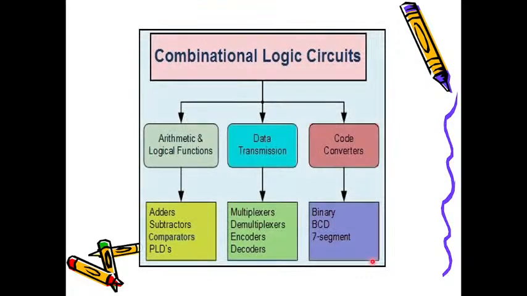As I've stated already, combinational logic circuits could broadly be classified under three categories. Any circuits performing arithmetic operations or any specific logical functions, you can categorize under arithmetic and logical function circuits. That is one type. Or any circuits which are merely used for data transmission alone. Whatever is given inside the circuit, you can simply transmit to the other end.